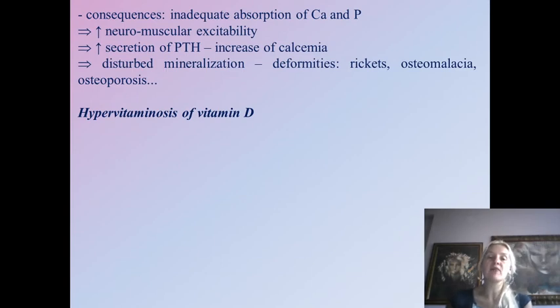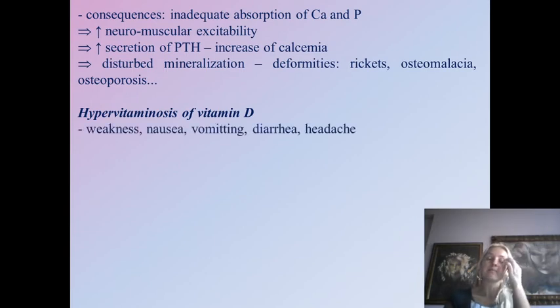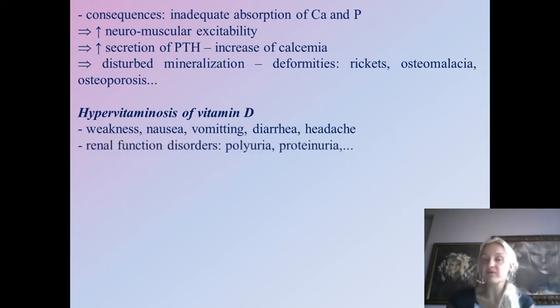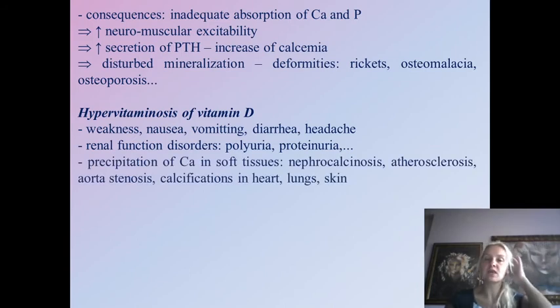Speaking about hypervitaminosis, again, acute intoxication with vitamin D may yield weakness, nausea, vomiting, diarrhea, headache. So those are, again, common symptoms of acute intoxication. But it may also cause renal function disorders like polyuria, proteinuria, and so on, and precipitation of calcium in soft tissues, causing nephrocalcinosis, atherosclerosis, aortic stenosis, calcifications in heart, lungs, skin, and so on.